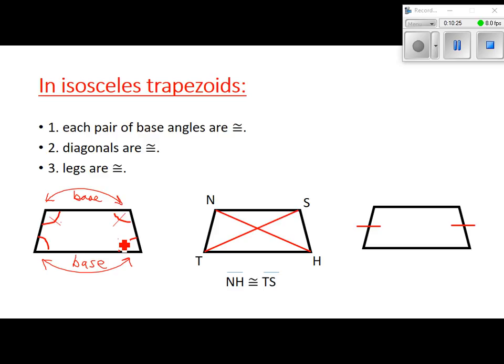The other thing we know in an isosceles trapezoid is that the diagonals are congruent to each other. The diagonals are the same length. Now the diagonals don't bisect each other like in a parallelogram, so don't get that confused. And then the third thing, in an isosceles trapezoid, the two legs, which sort of comes from the definition, have to be congruent to each other.